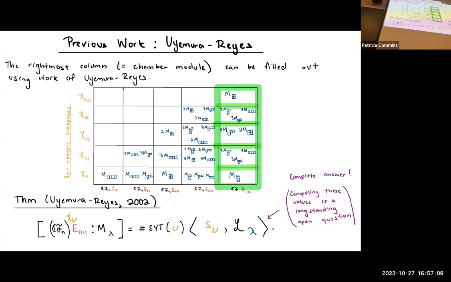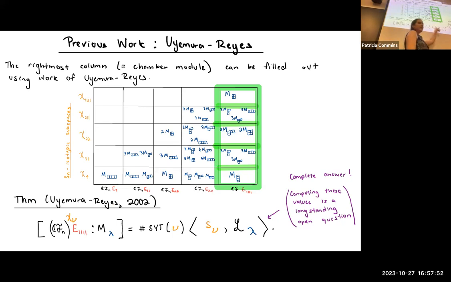Okay, and the other case that was already done is by work of Uyemura-Reyes, also in his PhD thesis, and he did what is currently known as a complete answer for these boxes. He did the boxes in the rightmost column, the column that corresponds to the partition 1 to the n. And he said the number of times the simple m lambda shows up is the number of standard Young tableaux of shape mu times the multiplicity of s nu in this symmetric function, which I'll say a bit about in the next slide.